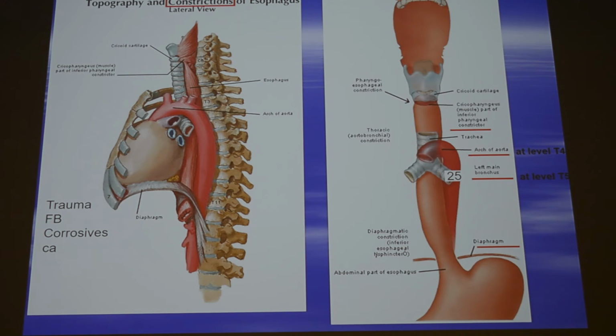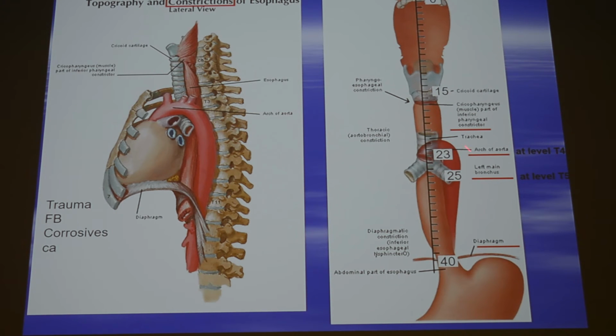Okay, that muscle will contribute to the upper esophageal sphincter, and that is where the esophagus is narrow, at the beginning of the esophagus, below the cricoid cartilage, where the esophagus begins. The esophagus is narrow. Why? Because it is compressed by the cricopharyngeus muscle, part of the upper esophageal sphincter. That is about 15 centimeters from the incisor teeth.